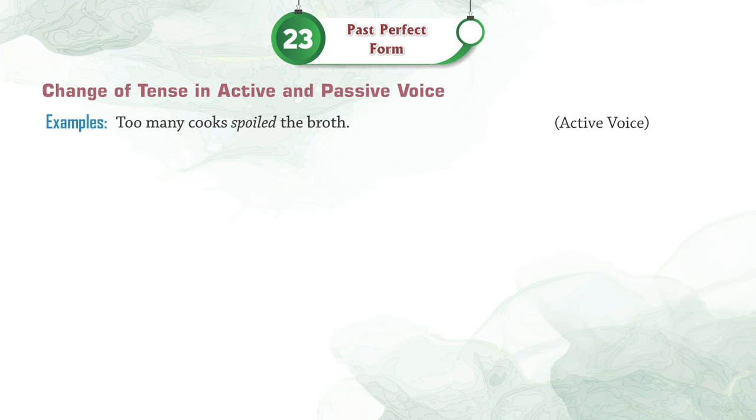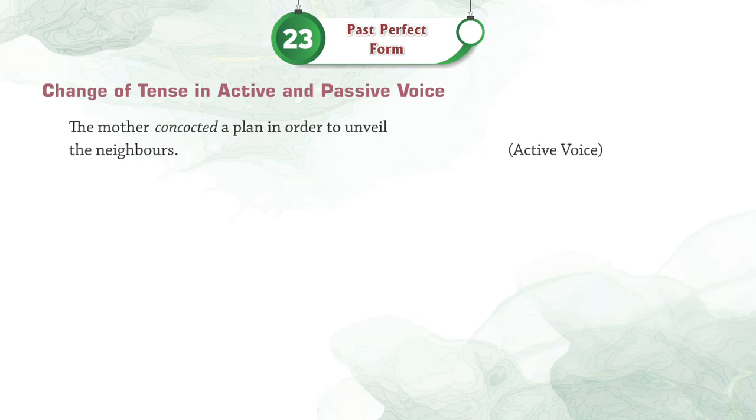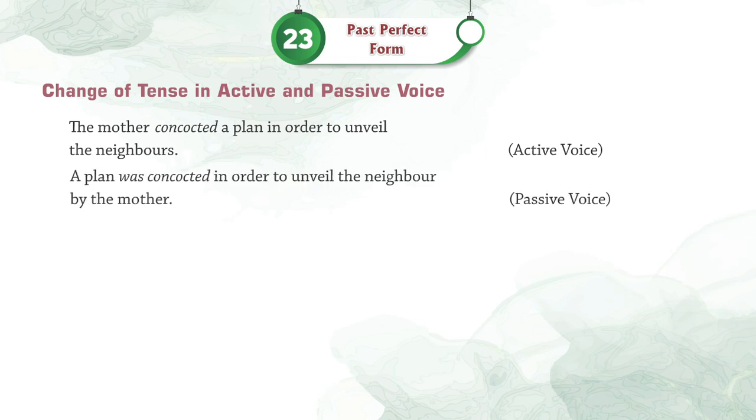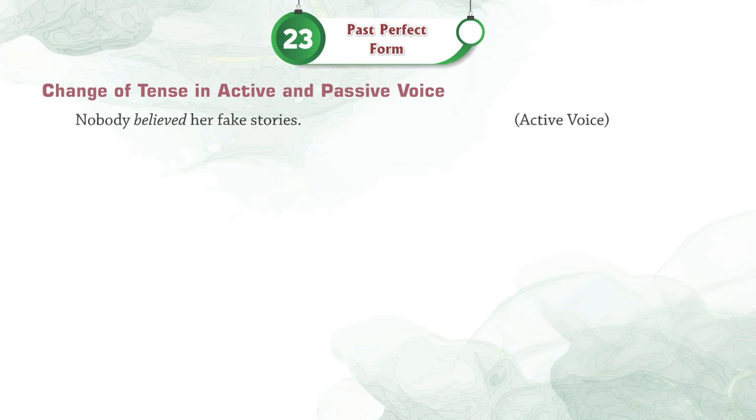Examples: Too many cooks spoiled the broth. Active voice. The broth was spoiled by too many cooks. Passive voice. The mother concocted a plan in order to unveil the neighbors. Active voice. A plan was concocted in order to unveil the neighbor by the mother. Passive voice. Nobody believed her fake stories. Active voice. Her fake stories were believed by nobody.